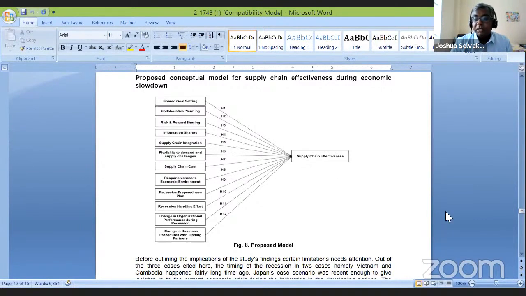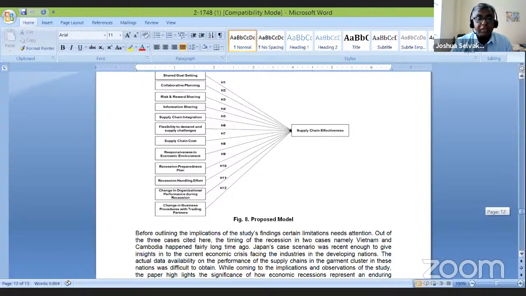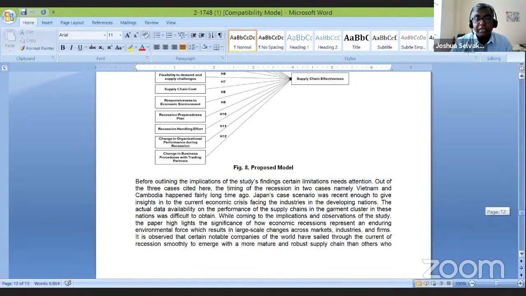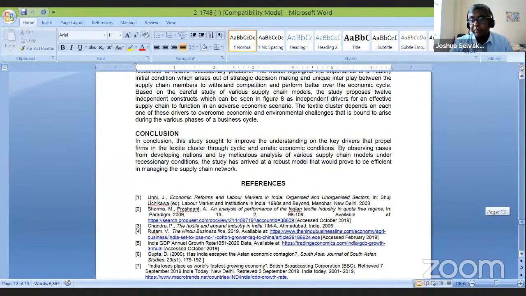So this is the proposed model, and we end up at the proposed model. Then finally, you give your conclusion and your references. And that's it, this is the paper. This paper is a conceptual paper. It has already been accepted for publication, and it's going to be published. Let me stop sharing here and share another paper with you before I go into the software.